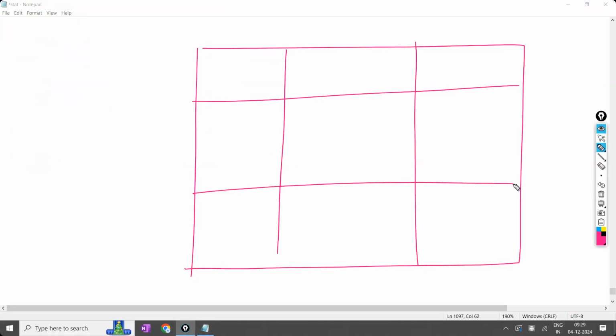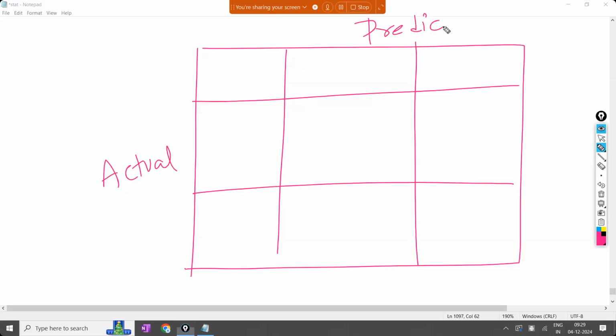Okay. So what does this confusion matrix mean? One side you take actual, one side you write predict. The choice is yours. Whichever side you are interested in, you can write. So I'm going to write actual on this side, and predict on this side. H0, H1, H0, H1.